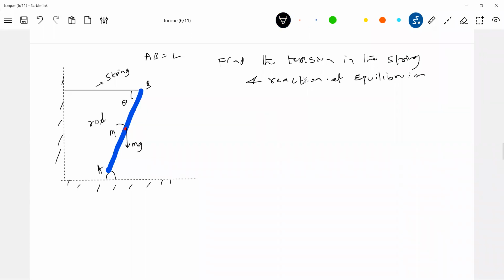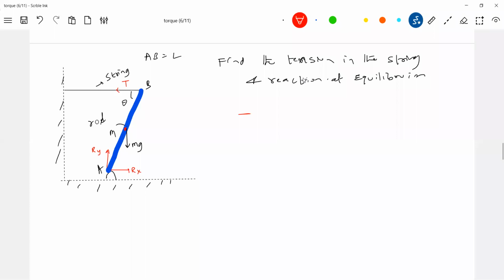Mg. The reaction I'll just show on the rod in this direction. And the tension in the string, let it be like this. The system is in equilibrium. So therefore the net torque on the rod should be 0, and the net force on the system along x and along y axis should be 0.